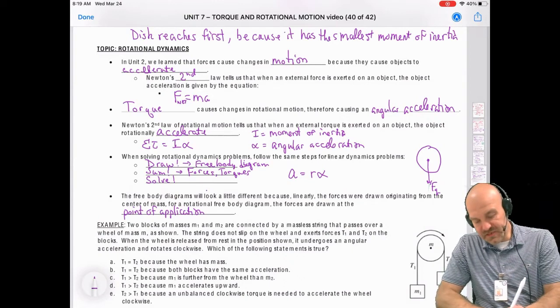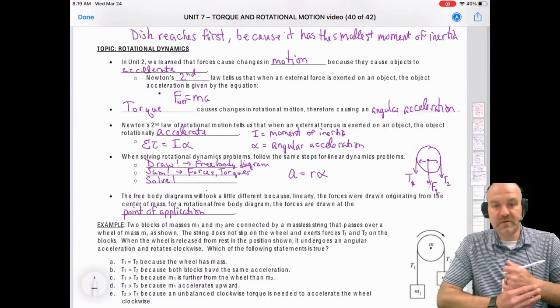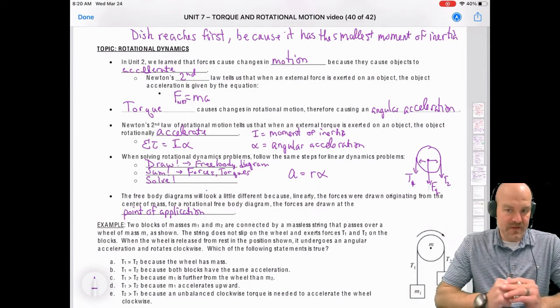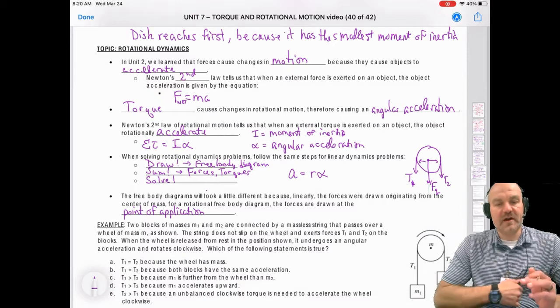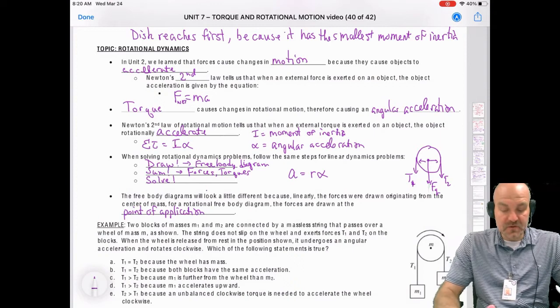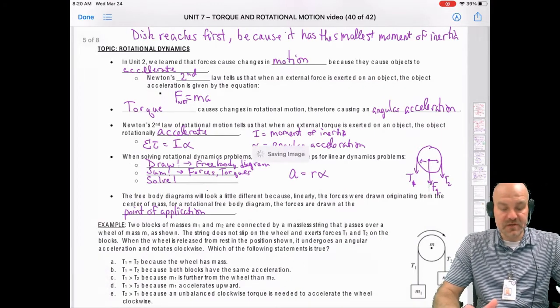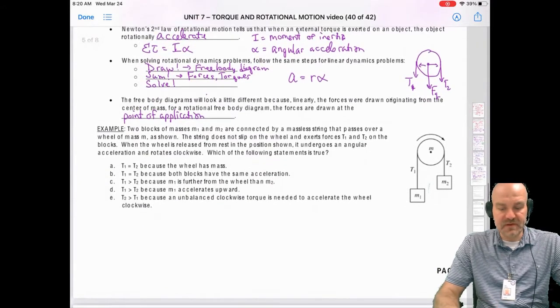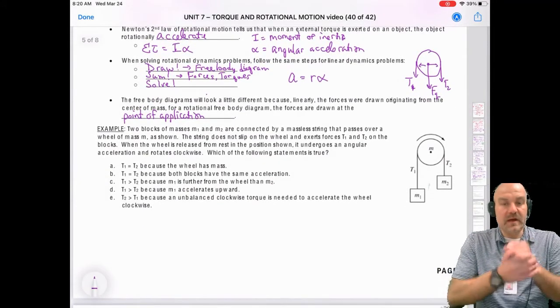The tensions are going to be out here on the sides, because these are what's causing the rotation. So you've got an r times F factor there. One is going to cause a counterclockwise torque, the other is going to cause a clockwise torque. Those are the torques that you would set equal to each other and solve for if it's moving at a constant speed and so forth. Now let's look at this question.